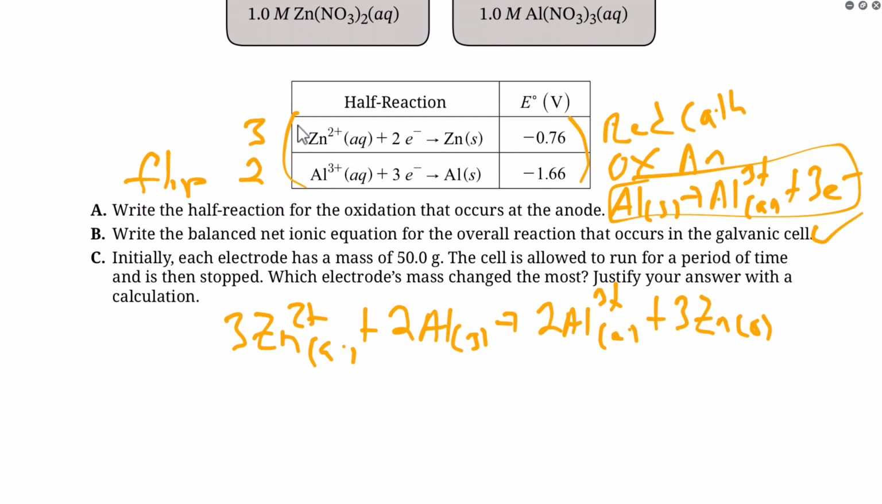It says initially, each electrode has a mass of 50 grams. When the cell is allowed to run for a period of time and is then stopped, which electrode's mass changed the most? And justify with the calculation. Okay, I've not seen anything quite like this before, so this is an interesting question.